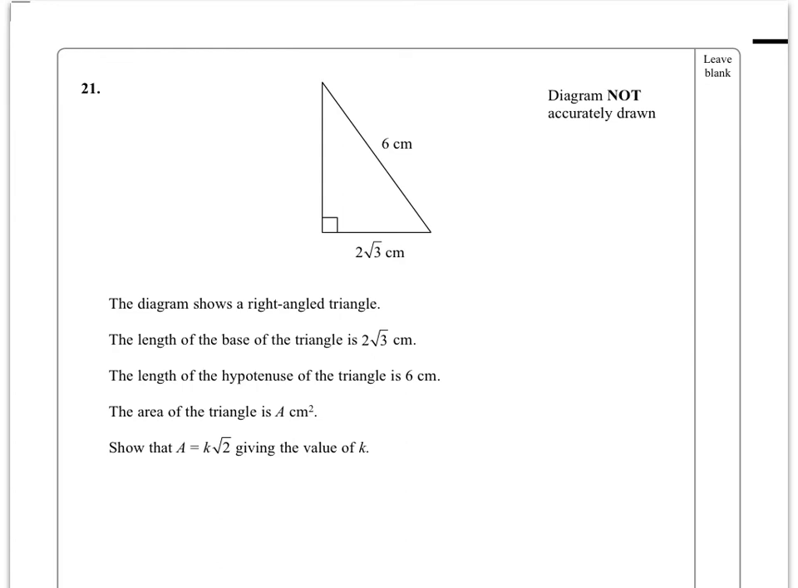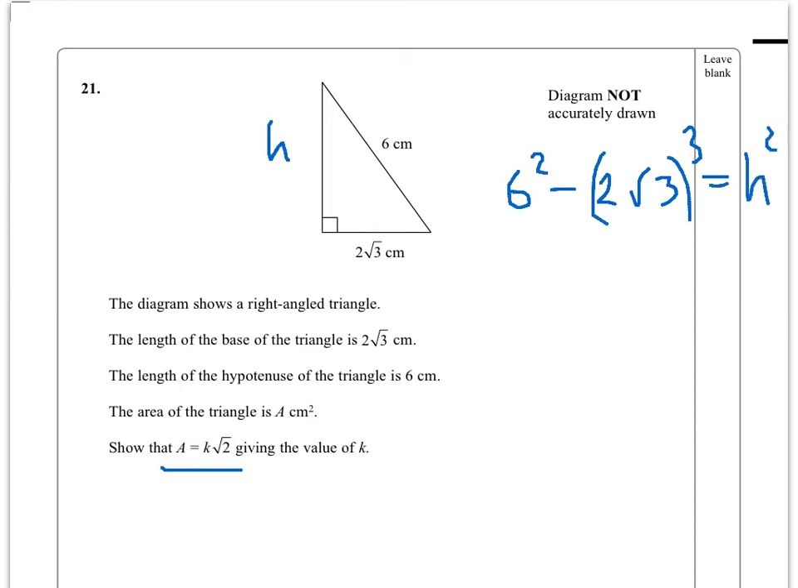So we have a right-angled triangle question, and we're asked to show that the area of the triangle can be written in the form k square root 2, and find the value of k. So to work out the area of a triangle, I'm going to need the height, and I can find the height using Pythagoras' rule. So the large side is 6 squared, and 6 squared minus 2 root 3 squared will equal the height squared. Now the area, just to remind ourselves, will equal the height times the base divided by 2.